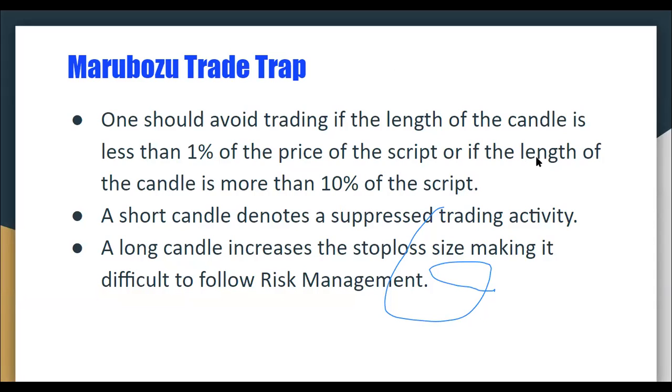And similarly, if the length of the candle is more than 10% of the price of the script, then again you should avoid those trades, because in this case your stop loss will be very deep. And in case the stop loss hits, it will be very painful for you. So as per the risk management logic, in case you find a Marubozu pattern, and in case the script moves more than 10%, like an upper circuit being hit, if these things happen, then you should avoid those trades.